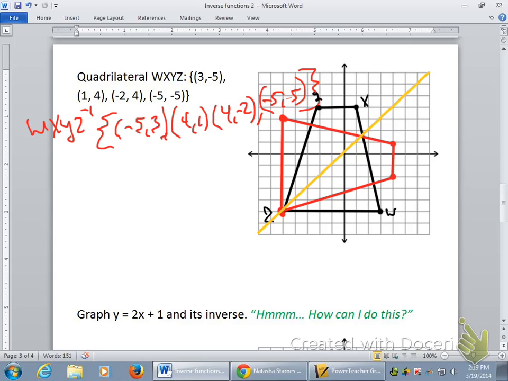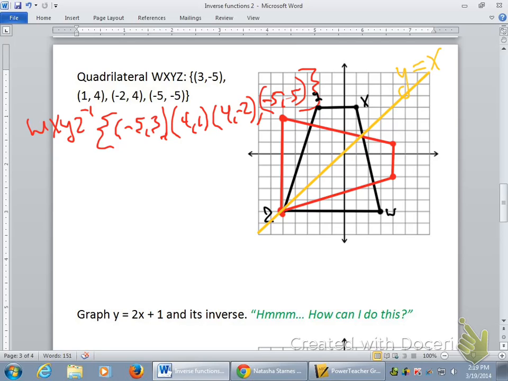Okay, guys. So as you can tell, once you get all this graphed, you can see that the original trapezoid, WXYZ, and the inverse of that trapezoid, they are a reflection over this line y equals x. So they do reflect over that line, and it's important for us to recognize that.